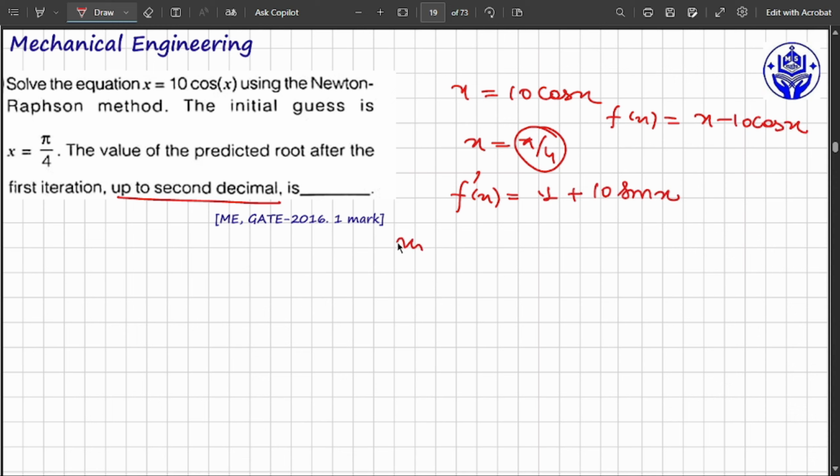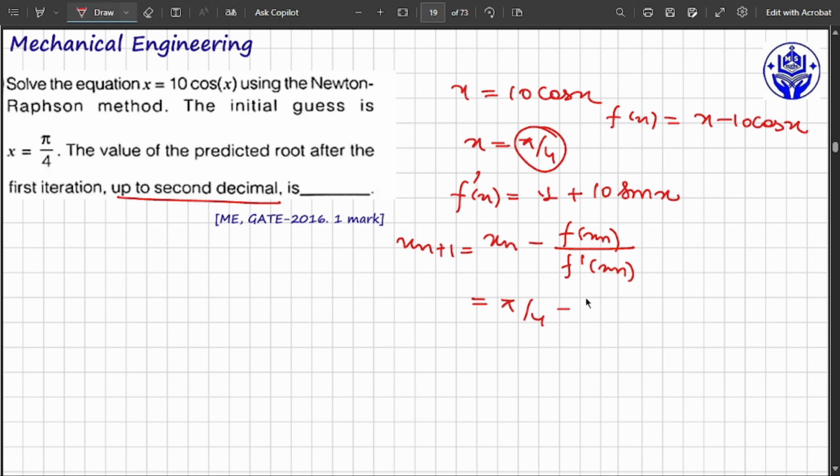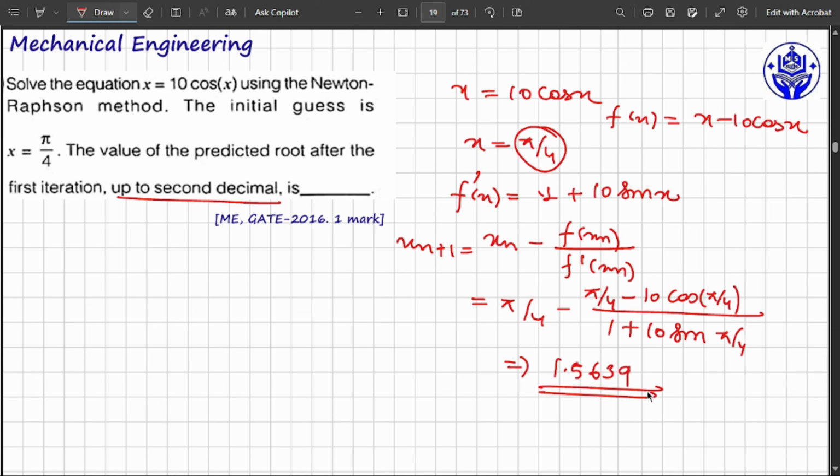Now you can start over here. Xn plus 1 is equal to xn minus f of xn divided by f dash of xn. So this is basically pi by 4 minus, the function pi by 4 minus tan cos of pi by 4, divided by 1 plus tan sine of pi by 4. After getting it, 1.5639 up to second decimal places. If you calculate the next one, it will be 1.56 something. So the answer is 1.56 for this problem.